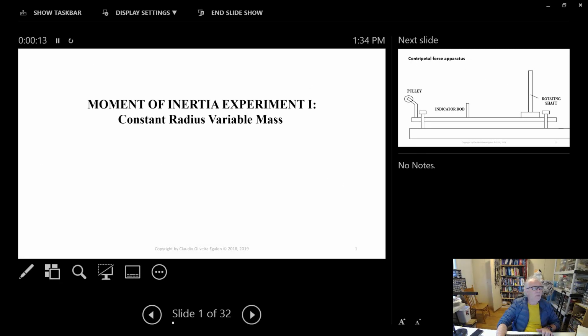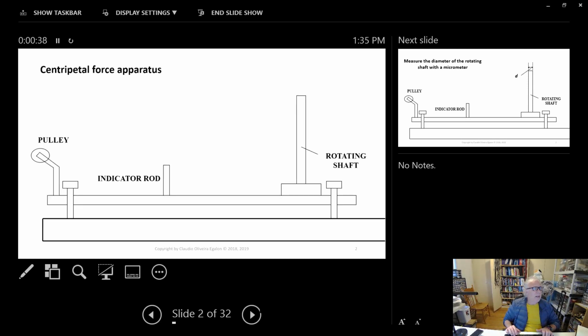Moment of inertia experiment. Moment of inertia first part. First part is constant radius and variable mass, just like we did in the centripetal force experiment. We're going to do this moment of inertia experiment with constant radius, variable mass, and then the next one is going to be constant mass and variable radius. We start with the Senko centripetal force apparatus, like we had before. Rotating shaft, indicator rod, the pulley there.